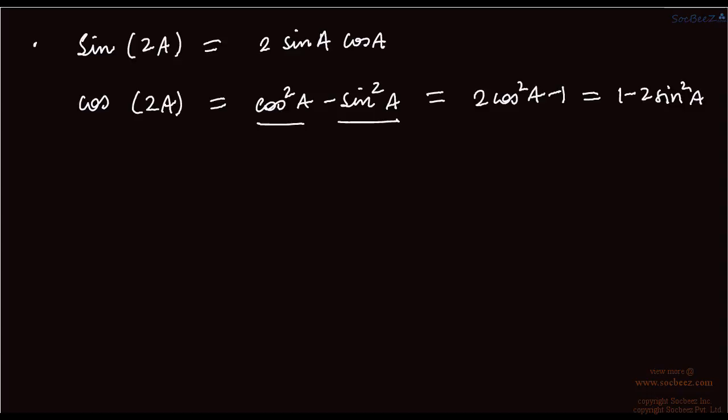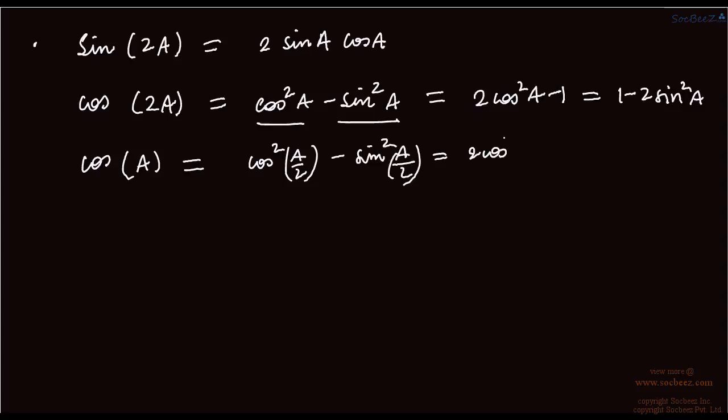Similarly, you can write this 2A as a single angle. So cos A will be what? Cos²(A/2) minus sin²(A/2), or 2cos²(A/2) minus 1, or 1 minus 2sin²(A/2). So if you change 2A to A, then A will change to A by 2. All the angles will get divided by 2. Then you have sin 2A in terms of tan A.